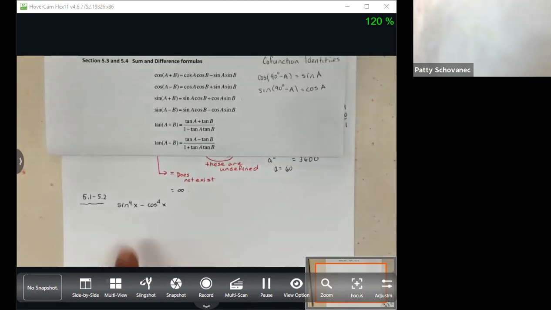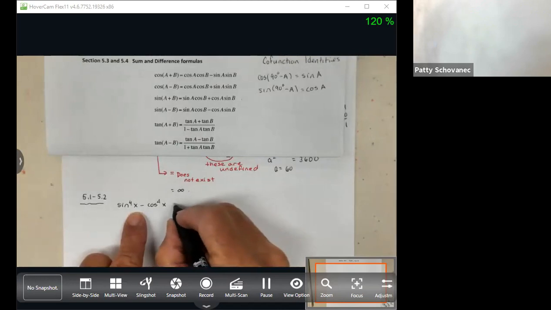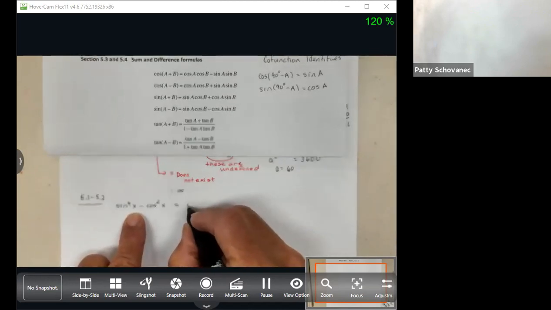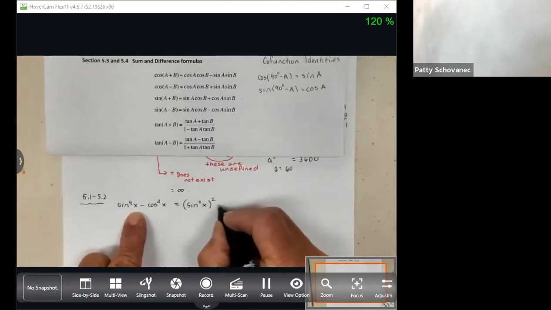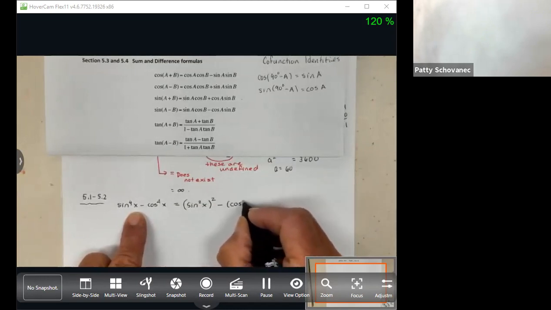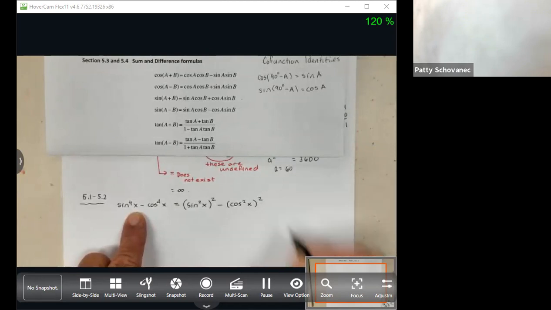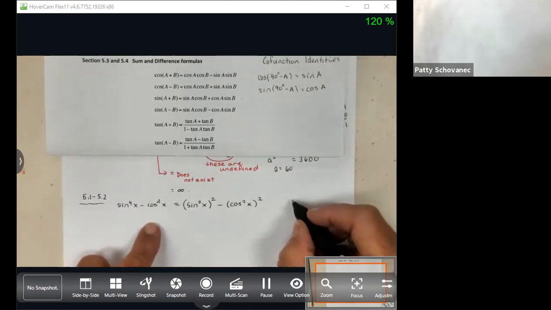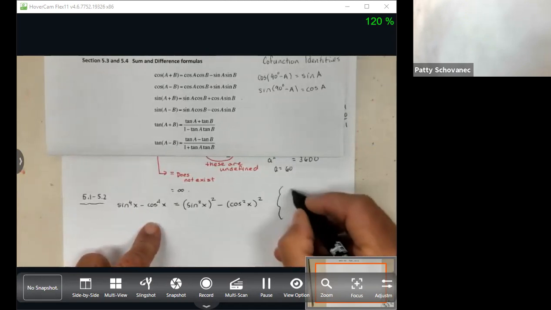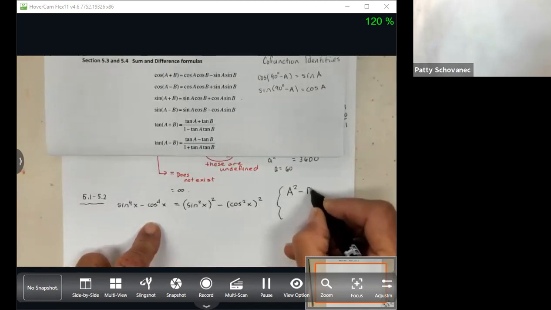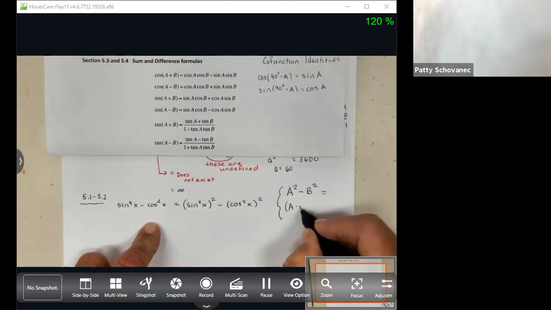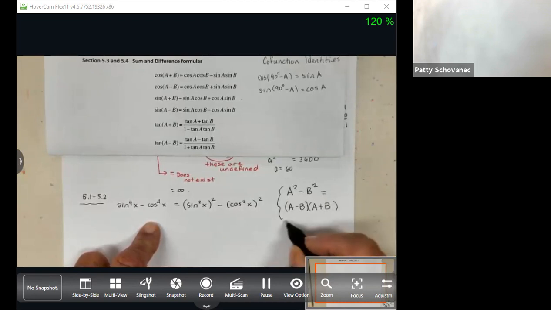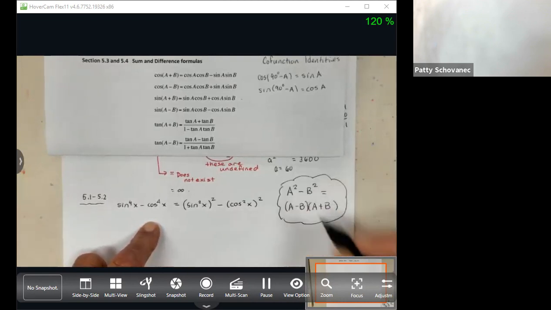We're going to look at this as the difference of squares. Right, that is the sine squared of x squared minus the cosine squared of x squared. And we're going to use the difference of squares formula, that a squared minus b squared factors as the product of a minus b times a plus b. How many of you have seen this before in a previous life?